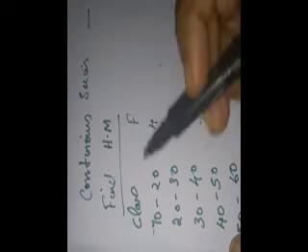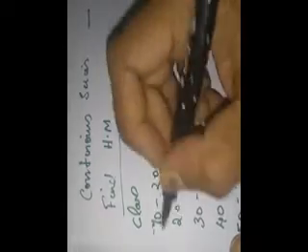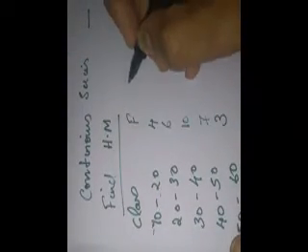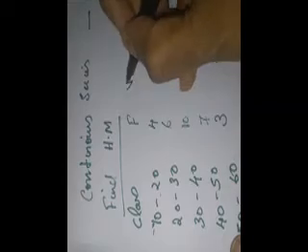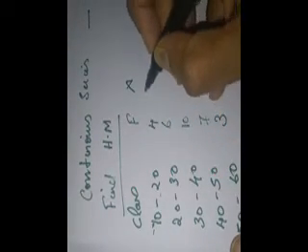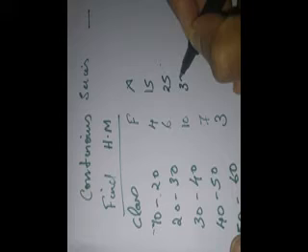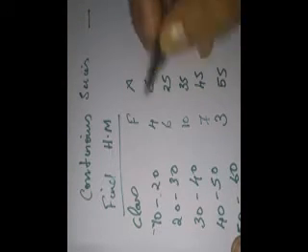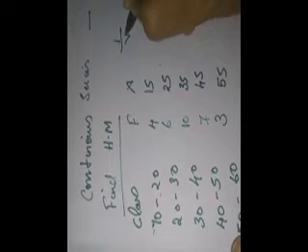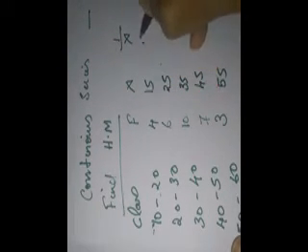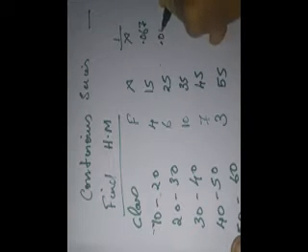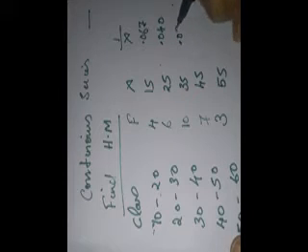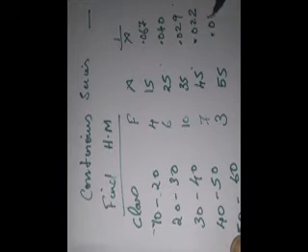Now what you have to do is you have to find out the mid value. Mid value of 10 to 20, you'll be getting the mid value as x. So that is 15, 25, 35, 45 and 55, right? That is the mid value. Now what you have to do is you have to find out 1 by x. So what do we get when we find 1 by x? 1 by 15 is 0.067. Next is 0.040. Next you have got 0.029. Next you'll be getting 0.022 and next is 0.018.